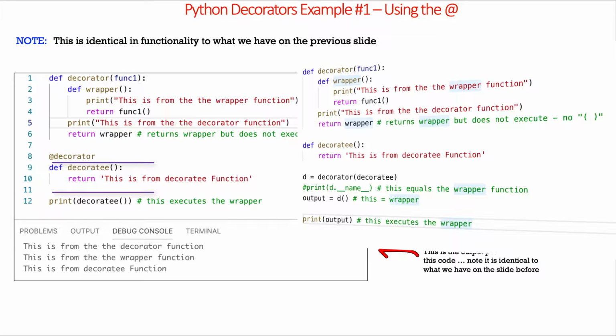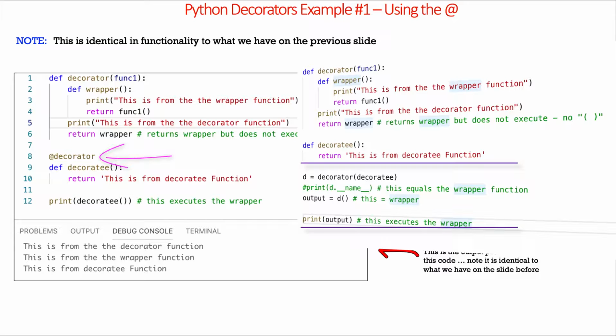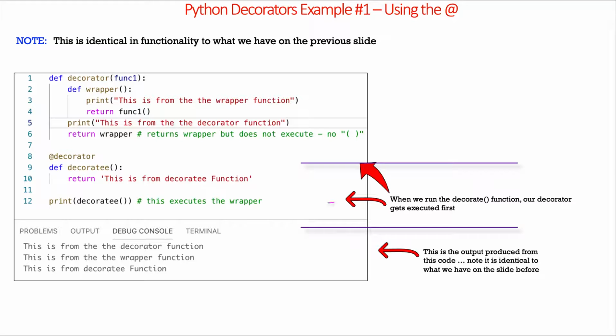So what is the change? Well, we have that @ decorator, and then all this other stuff down here, D equals decorator, passing it decoratee, and the output equals D, and then printing the output, all that stuff goes away. And in its stead, the only two changes are, again, that @ decorator, right? Because that is going to be the name of the thing that's doing the decorating. And then we print decoratee.